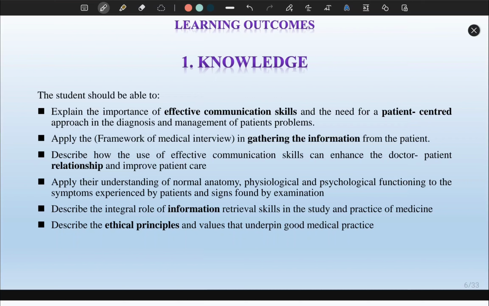We can define curriculum of communication skill.